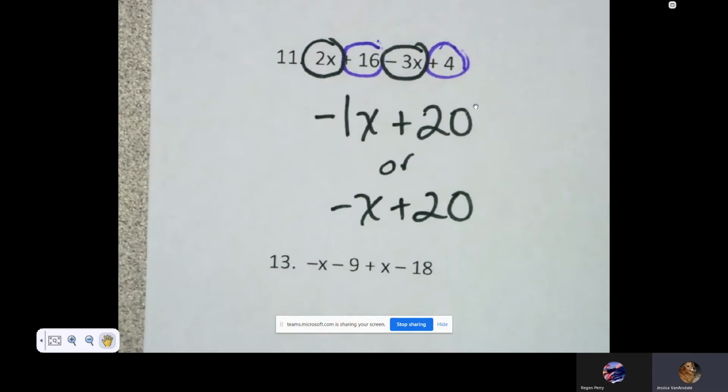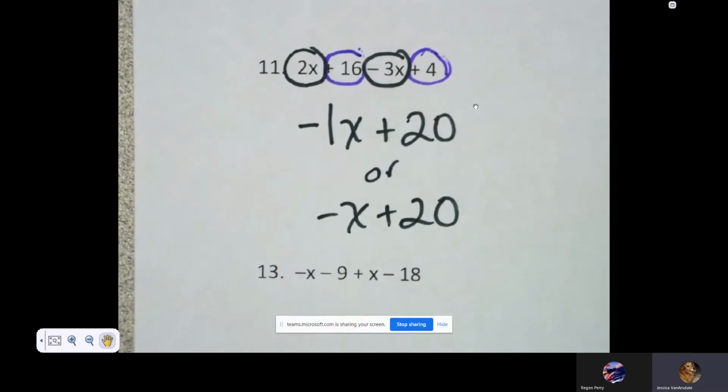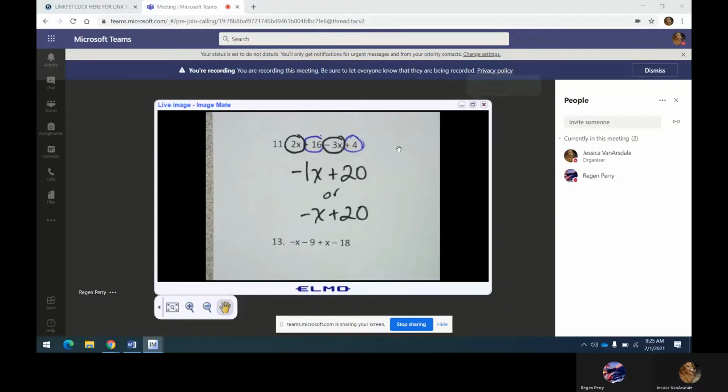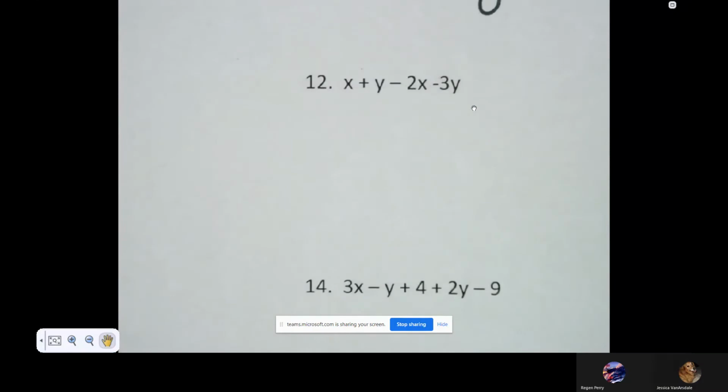Do we feel like we're okay? Totally. Good. Make sure there's nobody else in here. I think Regan's still with us. Okay. Amazing reviews. Well, all right, let's do number 12.